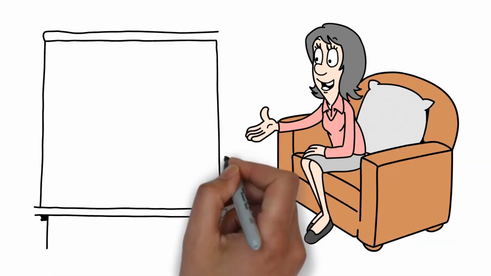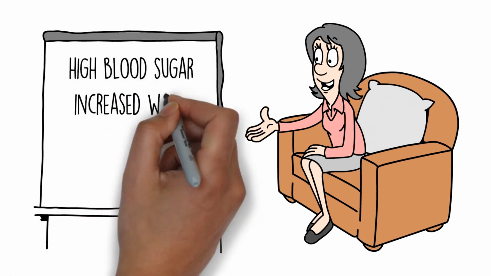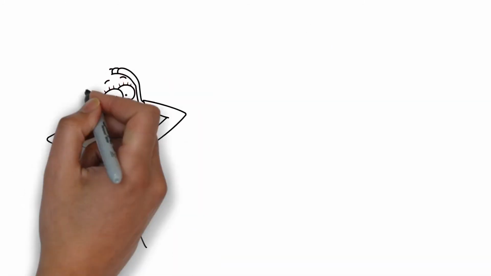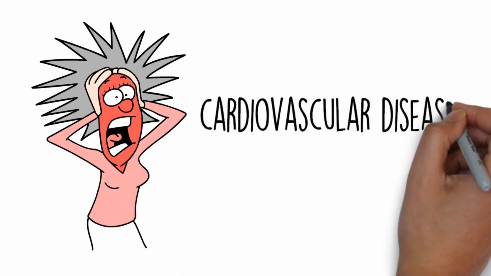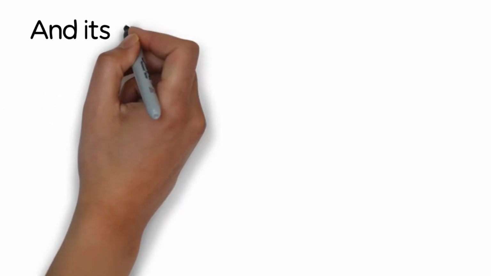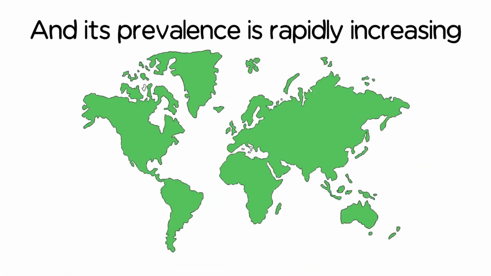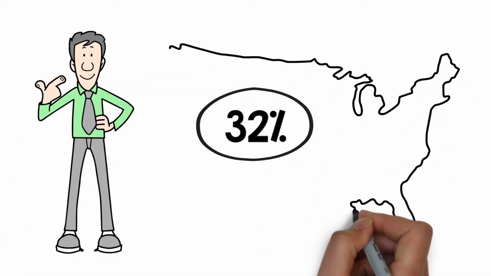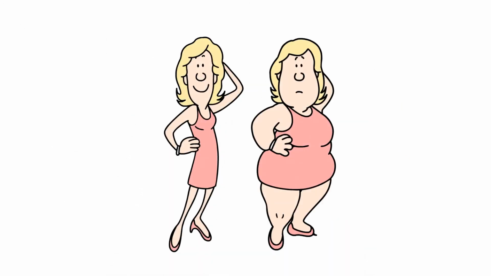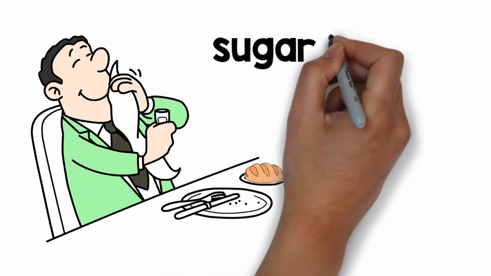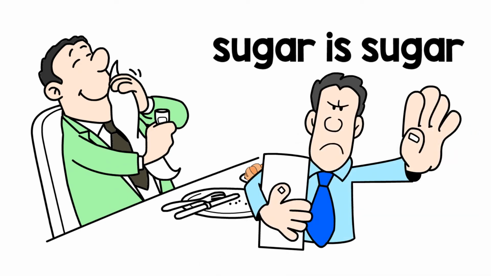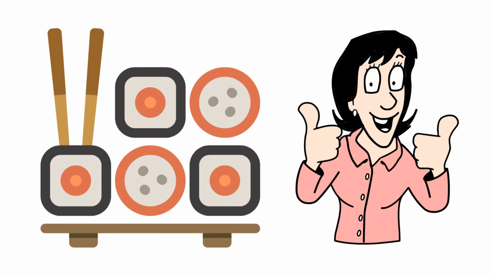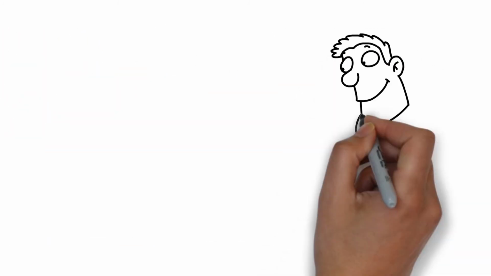This involves a constellation of symptoms, including high blood sugar, increased waist circumference, and high blood pressure. It increases the risk of developing conditions like cardiovascular disease and type 2 diabetes, and its prevalence is rapidly increasing all over the world. As much as 32% of the population in the U.S. has metabolic syndrome. So let's get back to your diet. Whether your food tastes sweet or not, sugar is sugar, and too many carbs can be a problem. So maybe you'll want to take a pass on that pasta, sushi roll, pita, burrito, donut, burger, or sandwich.